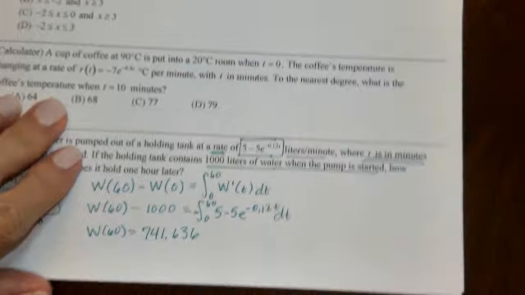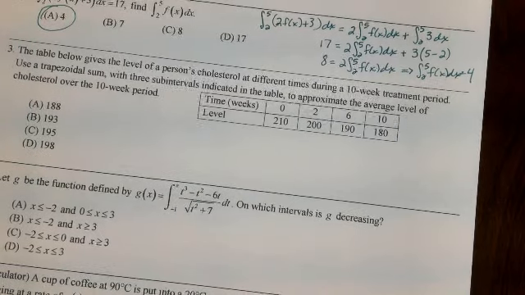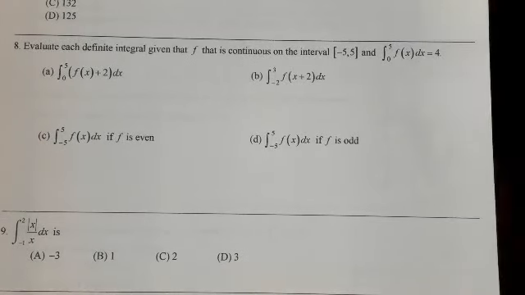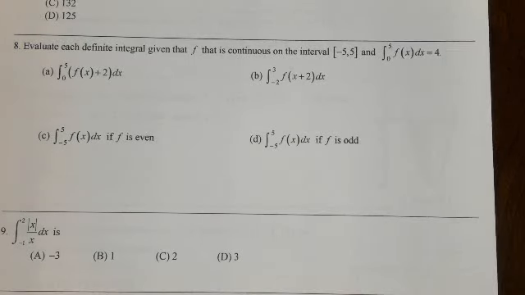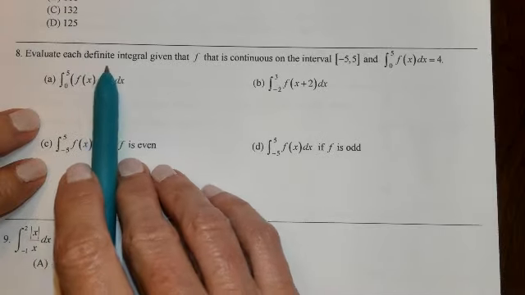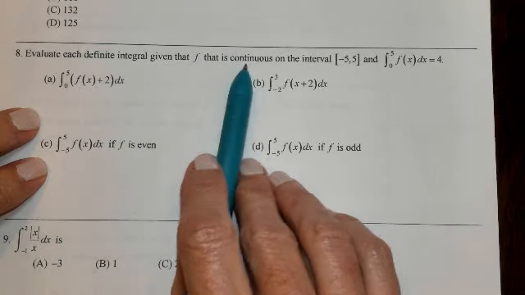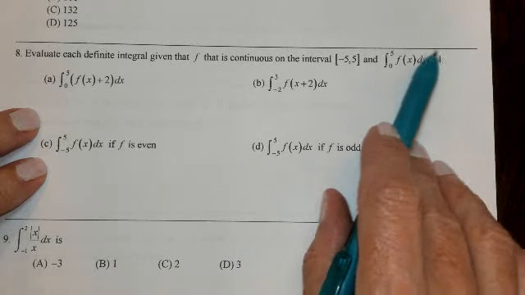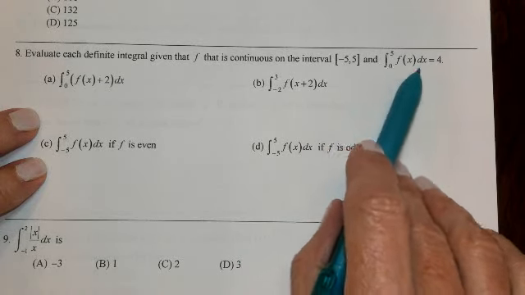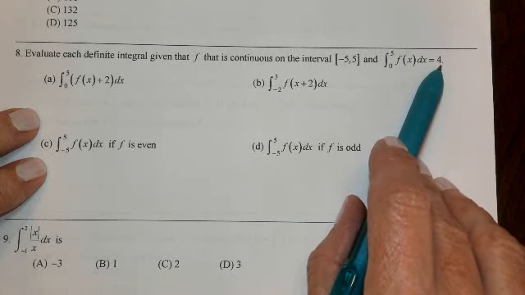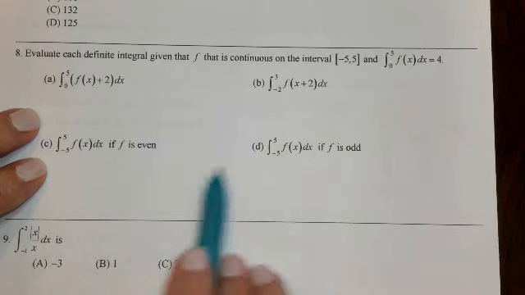Okay. All right, the next one I'd like to do with you is number 8. So let's take a look at number 8. Okay. In number 8, it says evaluate each definite integral given that f is continuous on the interval from -5 to 5, and this integral from 0 to 5 of f of x dx is equal to 4. Okay, so we're going to evaluate these.